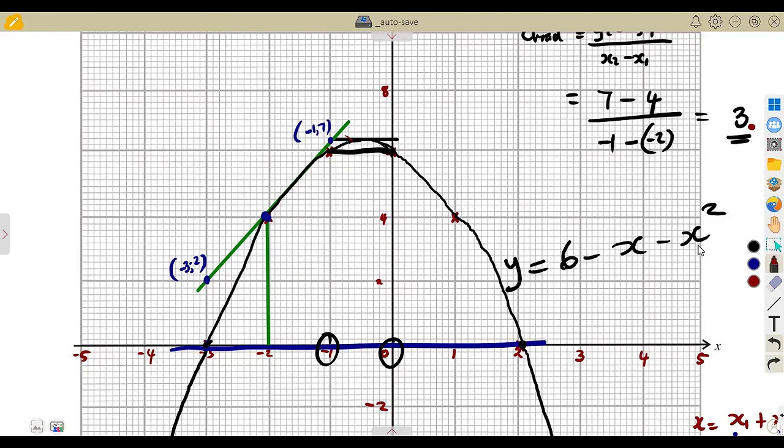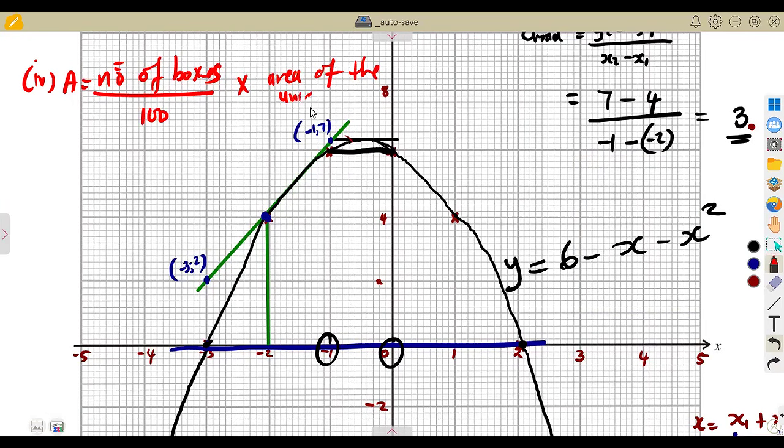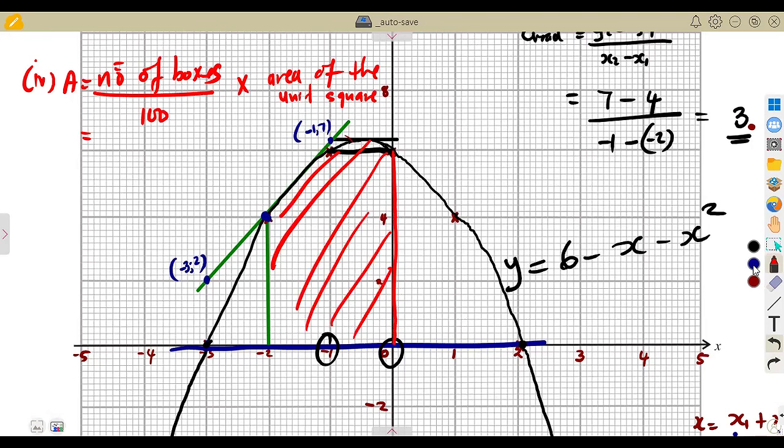So how do you calculate the area? Remember the formula for area. You can use the concept of calculating the number of boxes, where area is going to be the number of boxes over 100 times the area of the unit square. That is the unit square. So I'm going to calculate how many boxes are within the region that I'm talking about, this part. How many boxes are we going to have within this region?